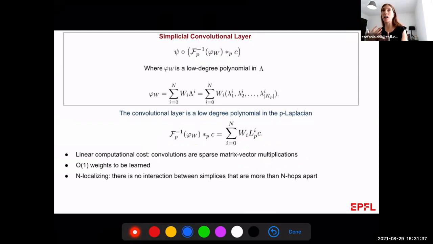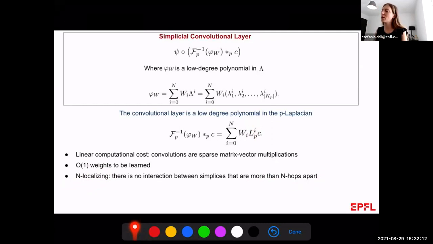one of the advantages, as for convolutional neural networks, is that it has linear computational cost. These are just convolutional sparse matrix vector multiplications. We have a constant number of weights to be learned. And as for the convolution for images, in which we were looking only at neighboring pixels, here the convolutions for simplicial complexes are also n-localizing. So we are just looking at simplices that are at most n hops apart, because of the structure of the Laplacian.